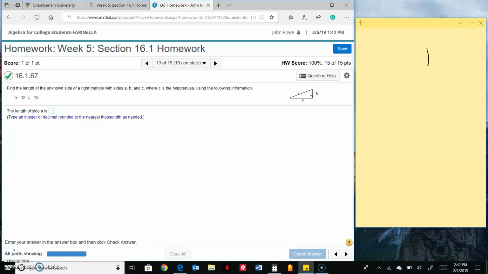So if we use Pythagorean's theorem, A squared plus B squared equals C squared. Let's see. On the side, it gives us C equals 13. The B side equals 12. This here is going to be A squared. So let's fill these in. A squared plus B, which is 12, B squared equals C squared, which is 13 squared.